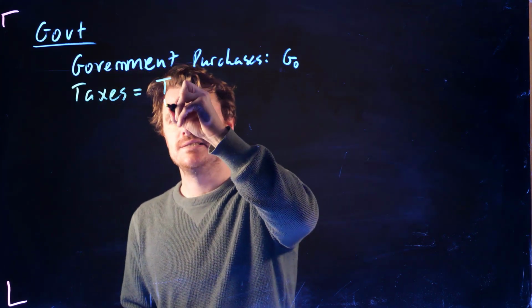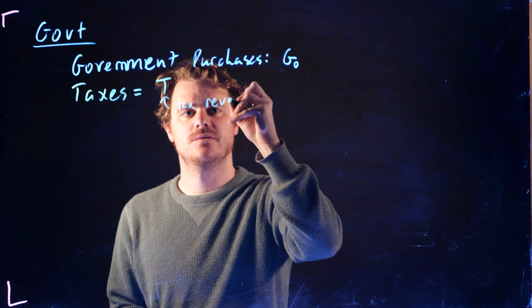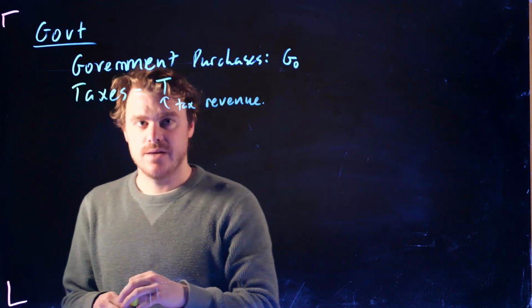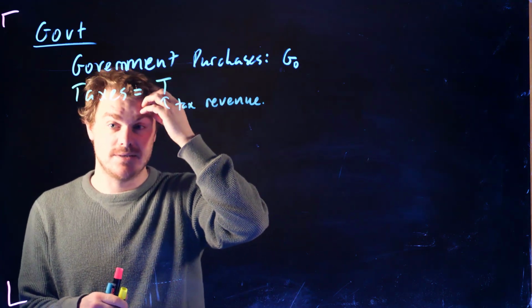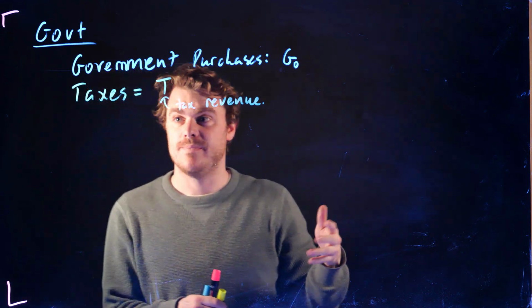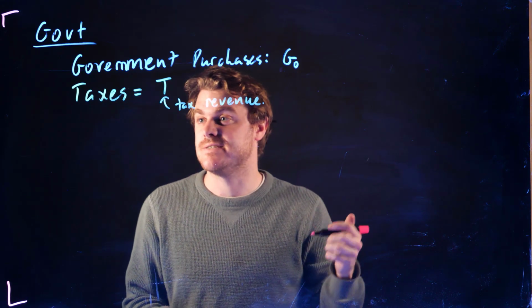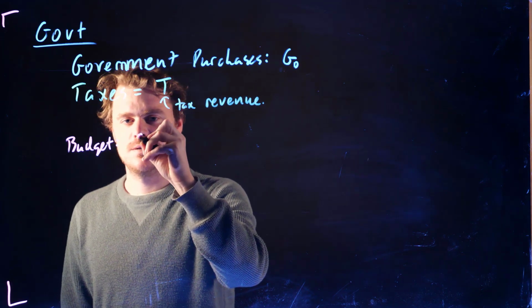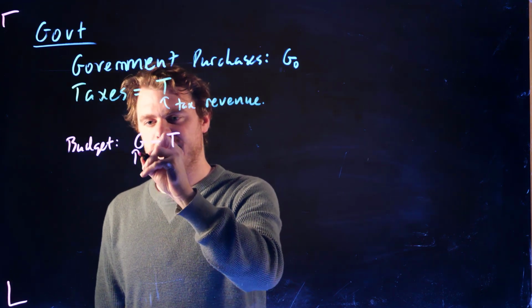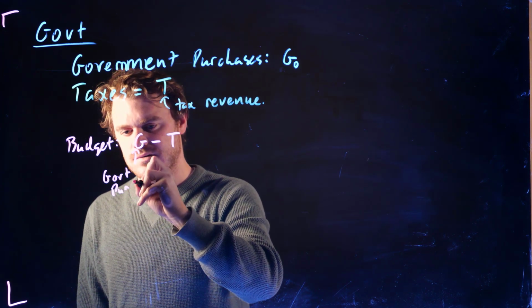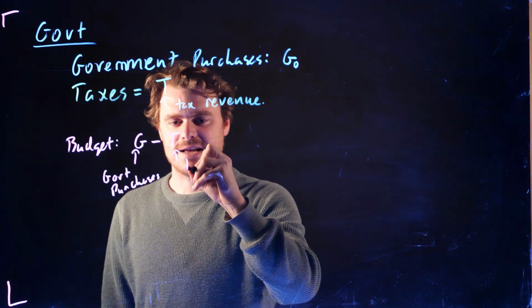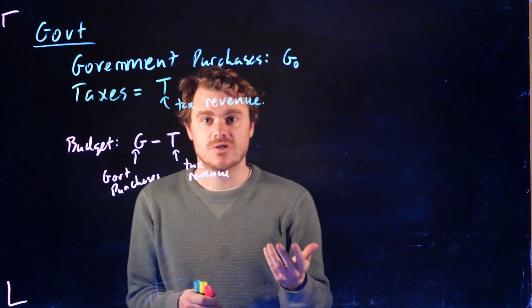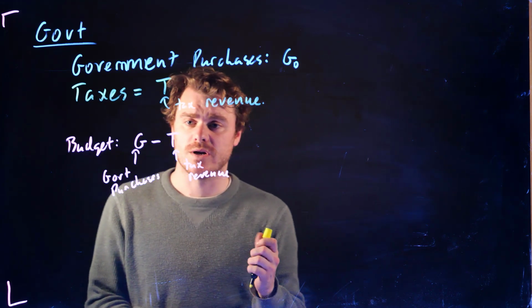And we're going to call capital T the tax revenue. This is the total tax revenue. And we're going to talk about exactly how we're going to model the taxes, and what rates they're going to charge in terms of taxes, in a second. But in terms of the budget, we take government purchases and we subtract the tax revenue. That will tell us if we have a budget surplus or a balanced budget or budget deficit.